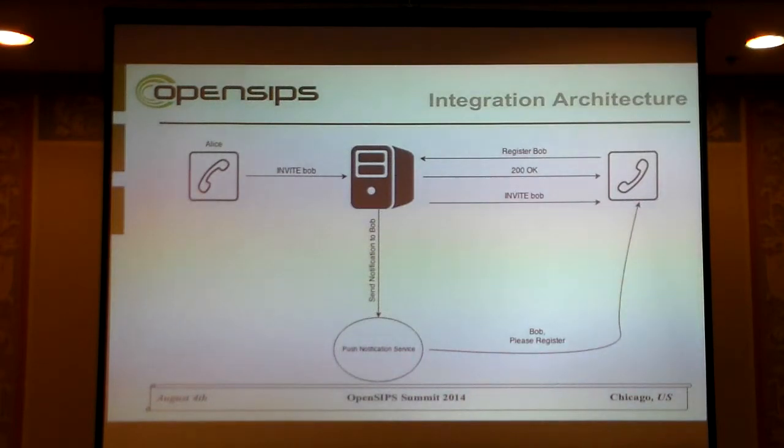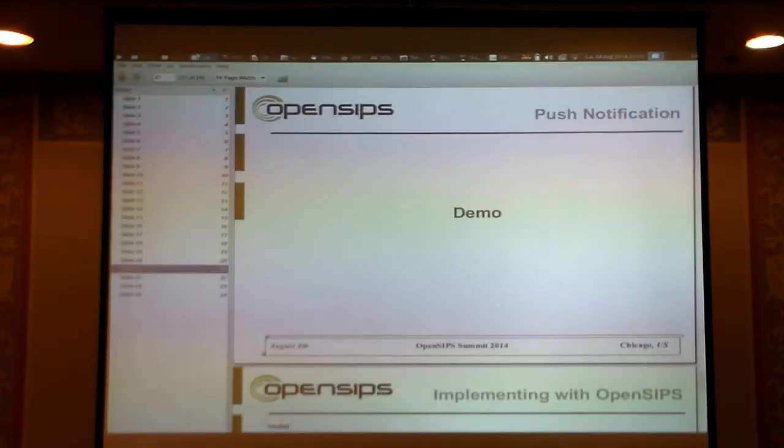Basically, this is the flow that happens. Alice sends an invite wanting to call Bob. The OpenSIPS box will detect that Bob doesn't currently have his phone in the foreground, and it tells the push notification service to send an event to Bob. The service will propagate the notification to Bob's phone, and the first thing the phone will do is register. After this entire process is done, the OpenSIPS box will send the invite to the newly registered client.